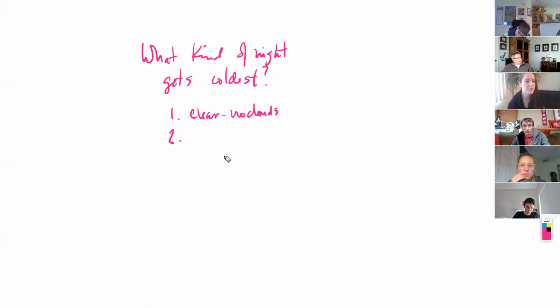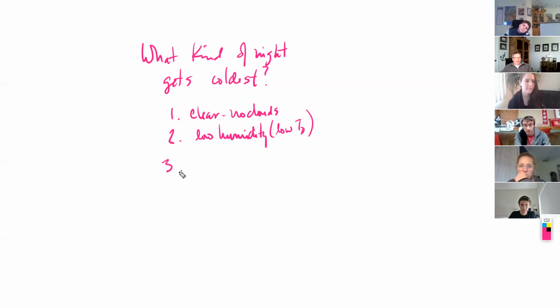Would it be low humidity? Or at least low dew point. Okay, what else? Be like mid-January. Well, obviously, longer nights, right? January's going to be longer nights. But what other things about the weather? What about wind?